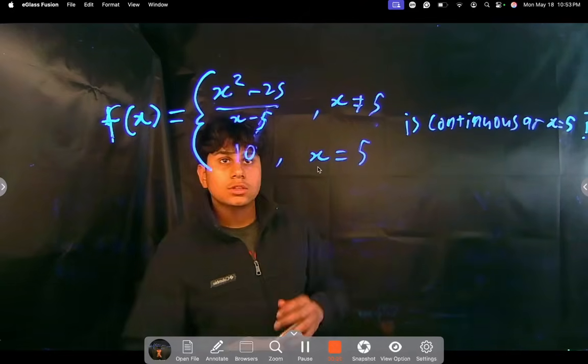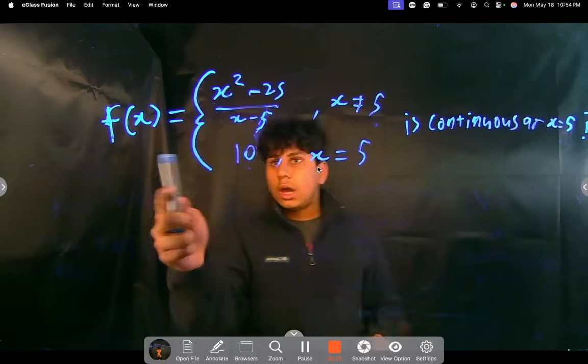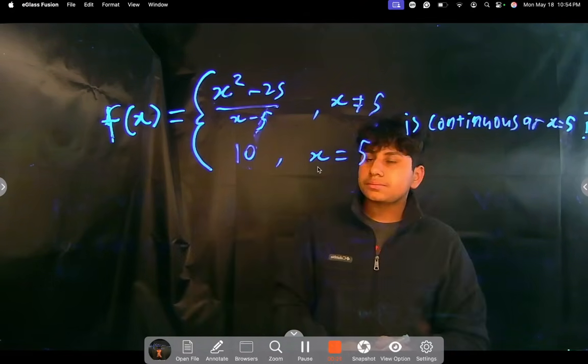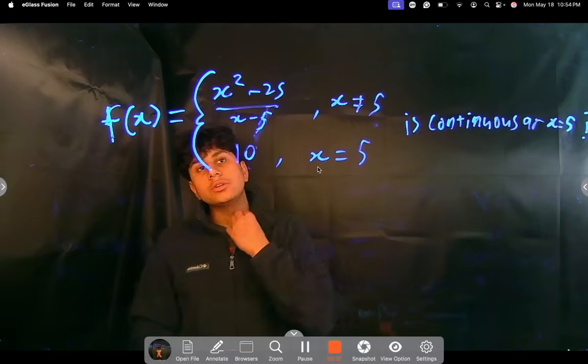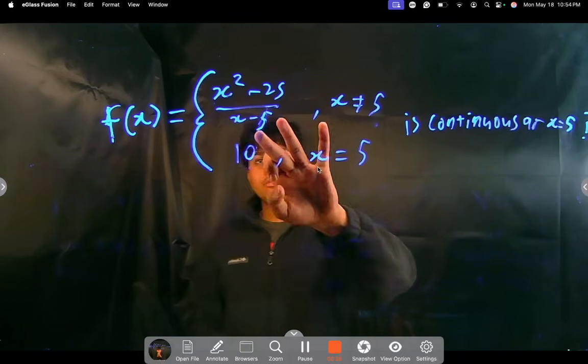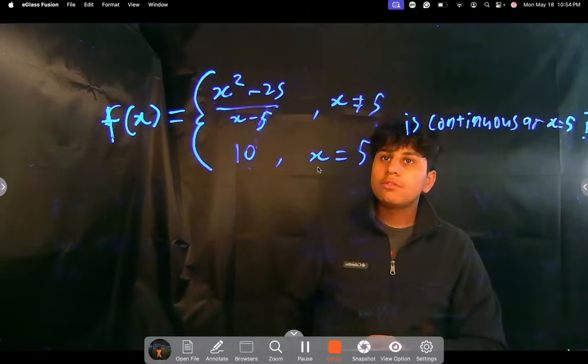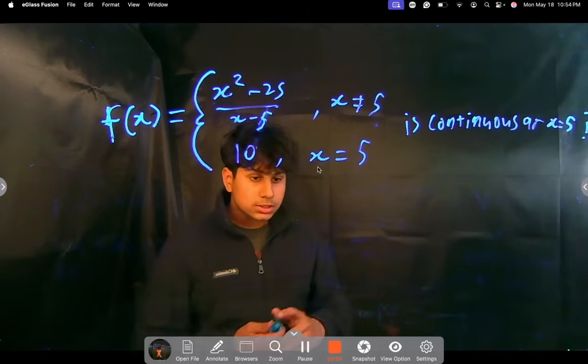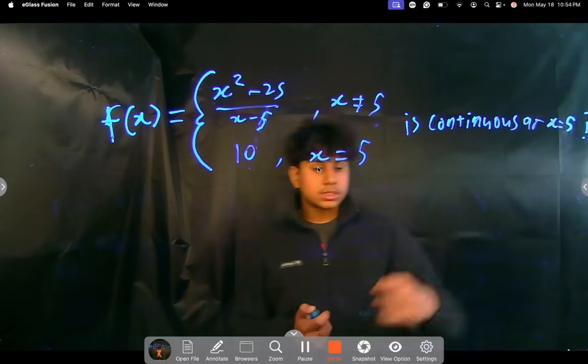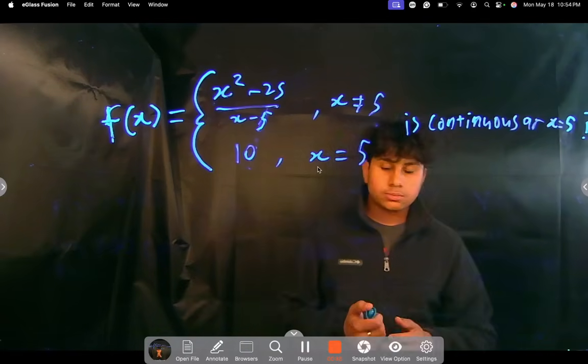We are given f of x, and this is a piecewise function. When x is not equal to 5, our function is x squared minus 25 over x minus 5, and it is 10 where x is equal to 5. It's asking if it's continuous at x equals 5.